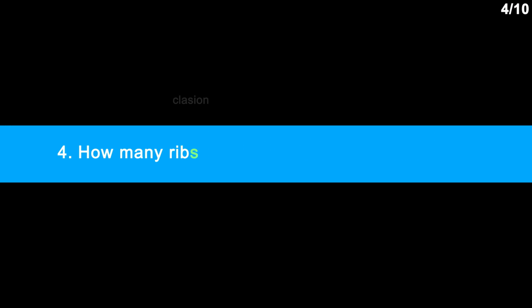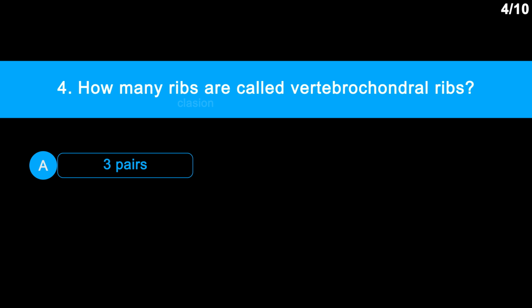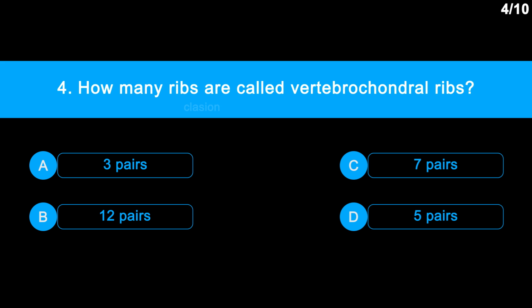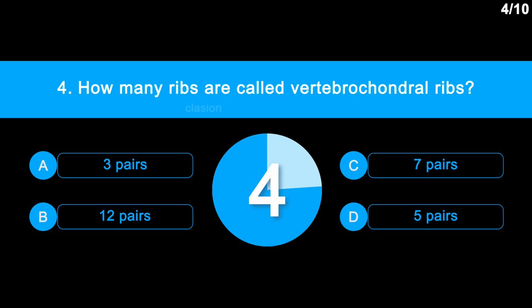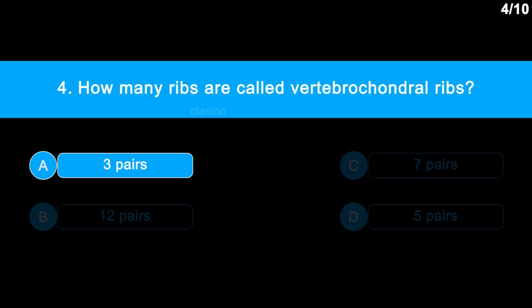Question number 4. How many ribs are called vertebrochondral ribs? Option A, 3 pairs. Option B, 12 pairs. Option C, 7 pairs. Option D, 5 pairs. And the correct answer is option A, 3 pairs. Let us see what are those 3 pairs.